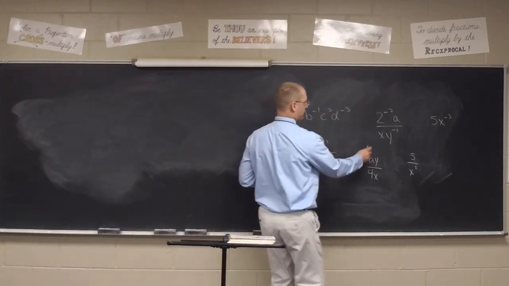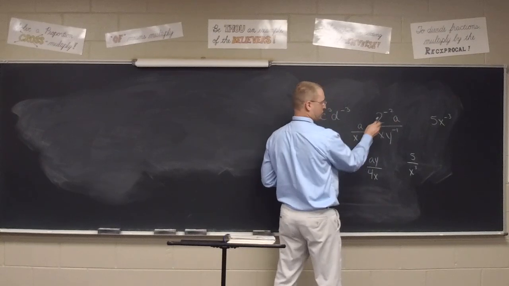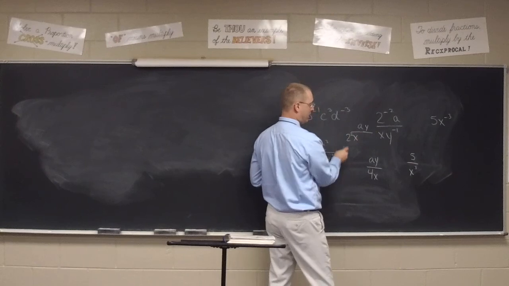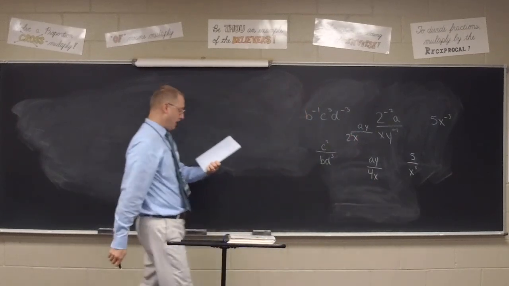Good. Initial step, you leave the a where it is, you leave the x where it is, because those are positive exponents. The y moves up and becomes y. The 2 moves down as a 2 squared, but then 2 squared becomes 4. All right, how about this one?